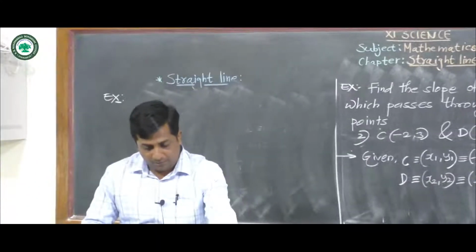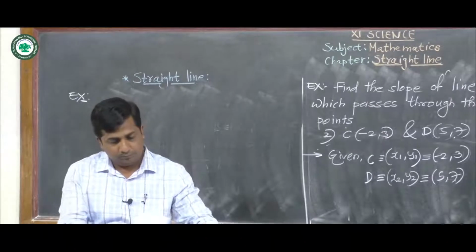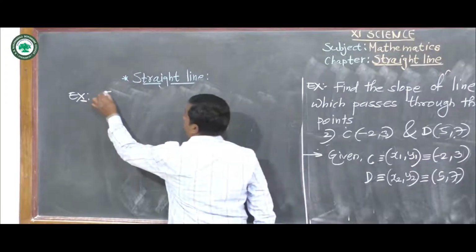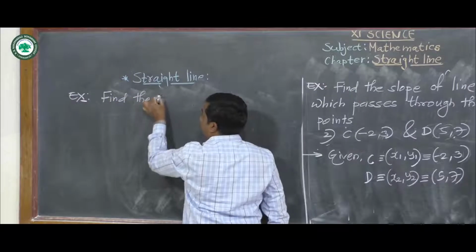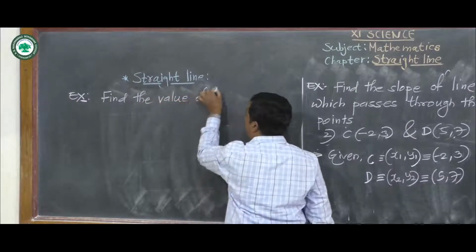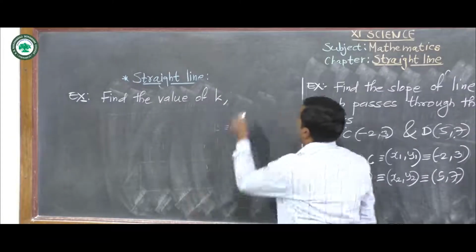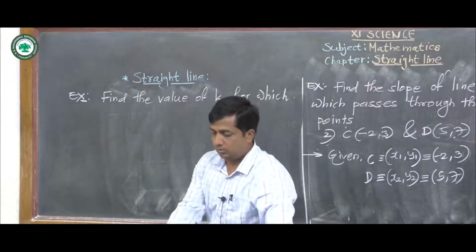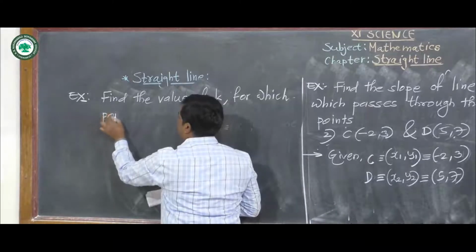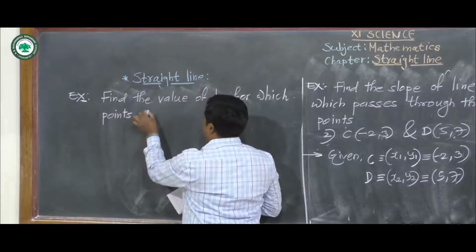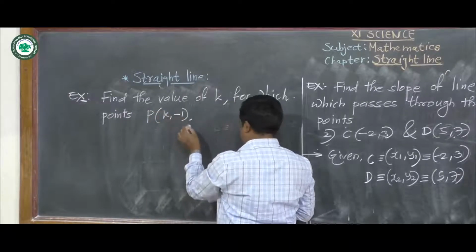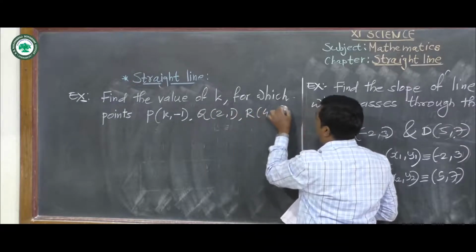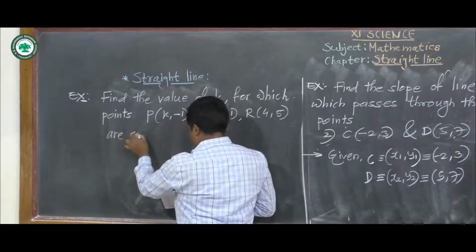Example: find the value of k for which the points P(k, -1), Q(2, 1), R(4, 5) are collinear.